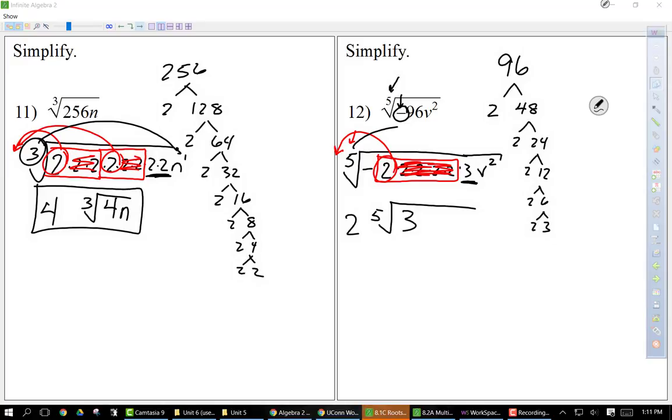And how many times does the 5 go into the 2 here? Well, it doesn't go in evenly, so that v squared has to stay in there. But what happened? I forgot about this negative. Whenever you have an odd root with a negative inside, the negative just pops out. So your answer is -2 times the fifth root of 3v squared. So there's your little shortcut for negatives, okay? If there's a negative inside with an odd root, the negative just pops. If there's an even root with a negative inside, that's not possible. You'll never get an answer that way.